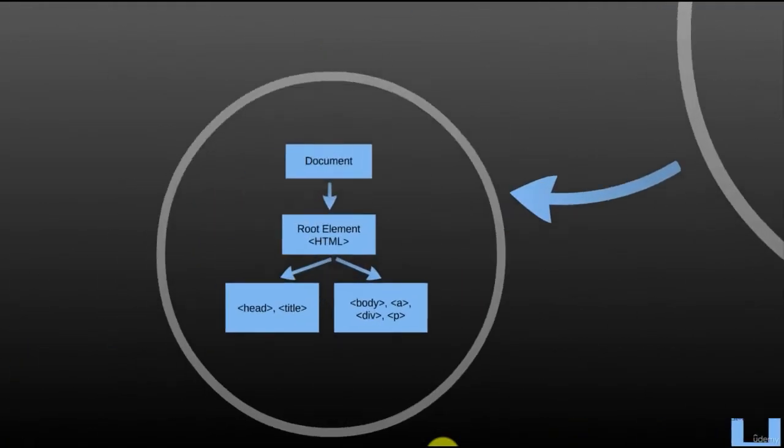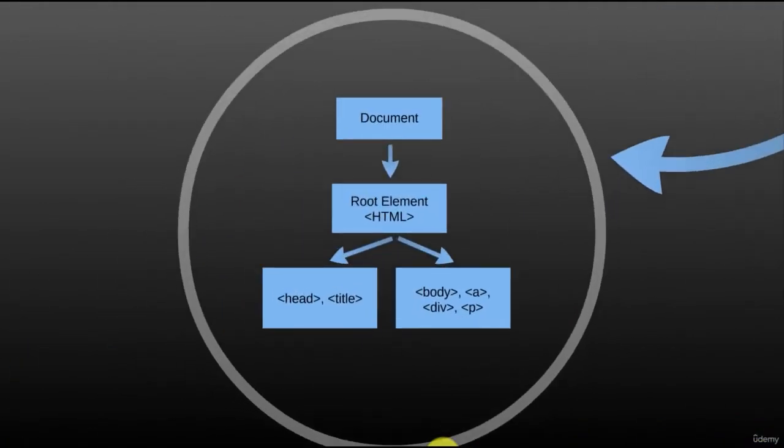Let's take a look at the model illustrated as a flowchart. At the top of the model hierarchy, we have our actual HTML document, for example, index.html or main.html, whatever the case may be. Inside our HTML document, we have our root element, which is the HTML open tag. Inside the root element, we have several other elements, for example, the head tag and title tag.